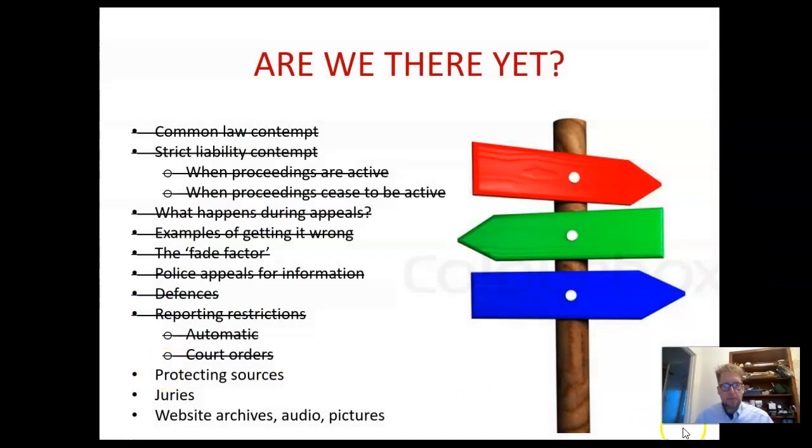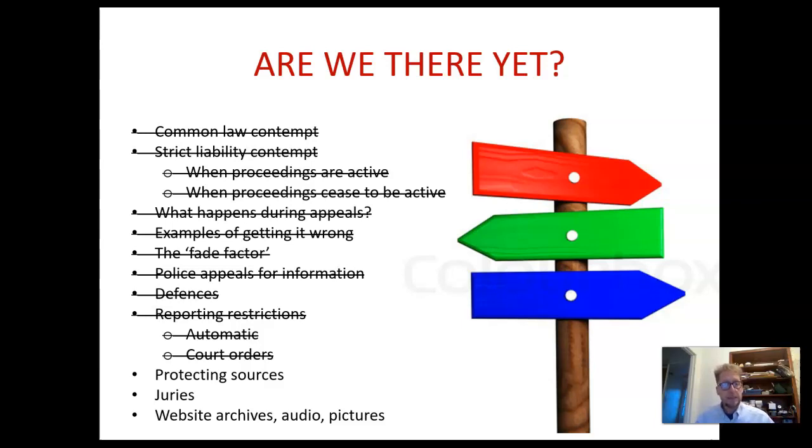So where have we got up to? So that's where we were. We've looked at the legislation involved, the Contempt of Court Act 1981. We've looked at that basic definition of strict liability contempt: publishing material which causes a substantial risk of serious prejudice or impediment to active proceedings.